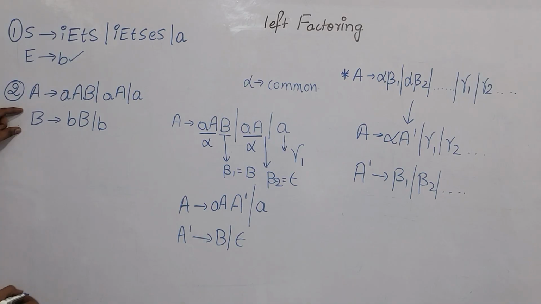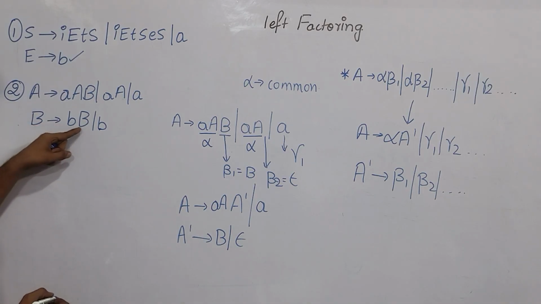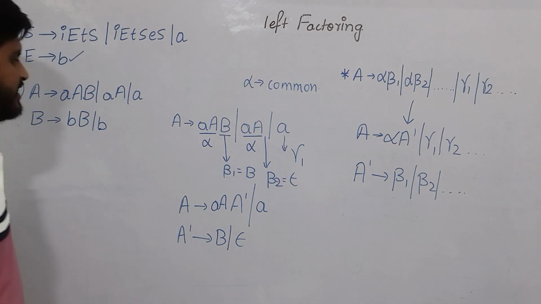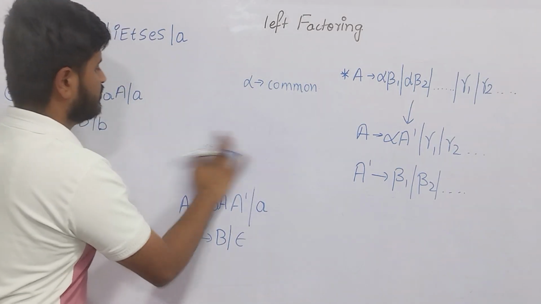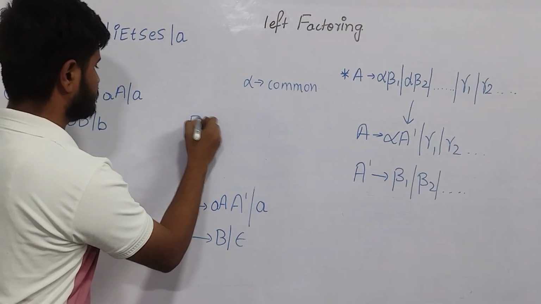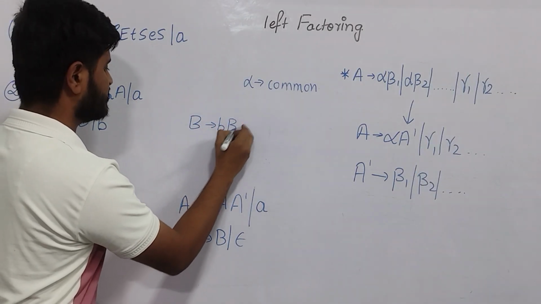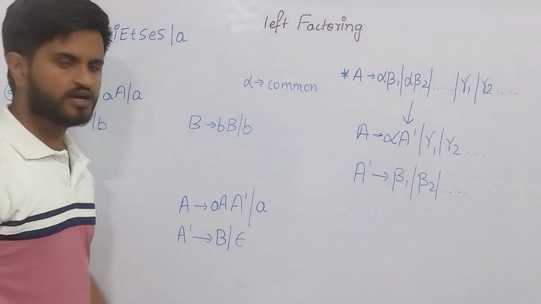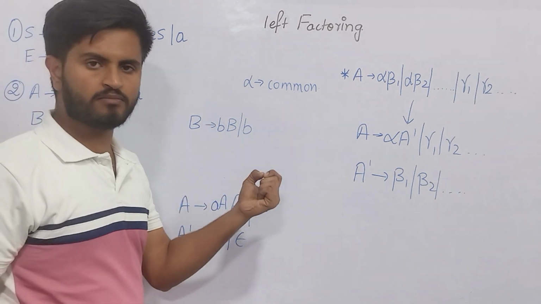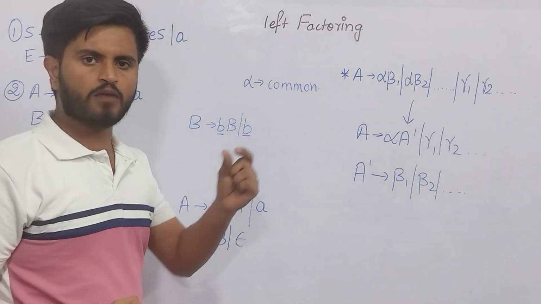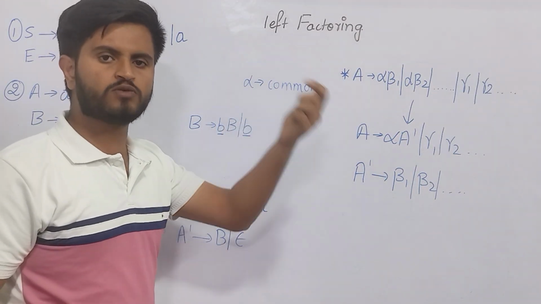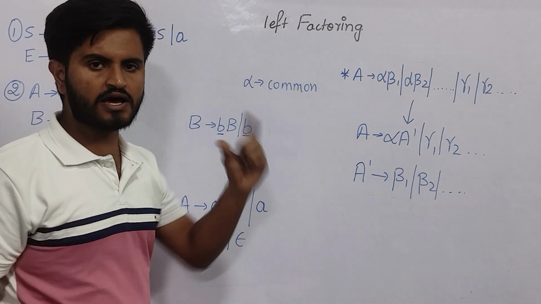And there is another question: B producing small letter b, capital letter B, small letter b. Let's take it. So what is the question? B producing small letter b, capital letter B slash small letter b. In this, I will find the maximum common element. Small letter b is there, small letter b is there. The common element must be in more than one projection. Yes, it is in the two projections.